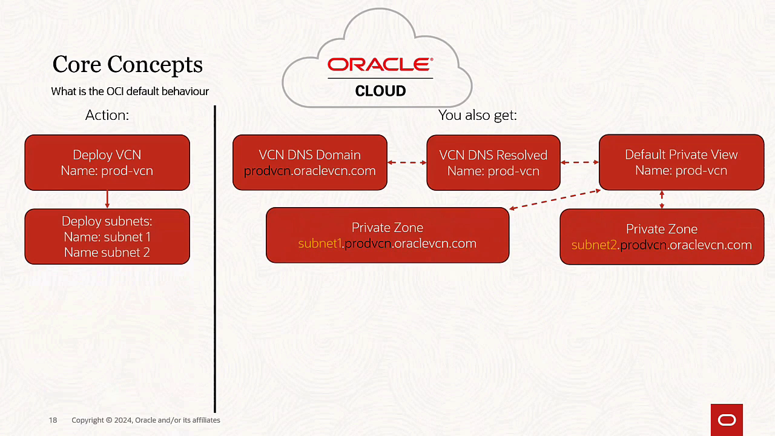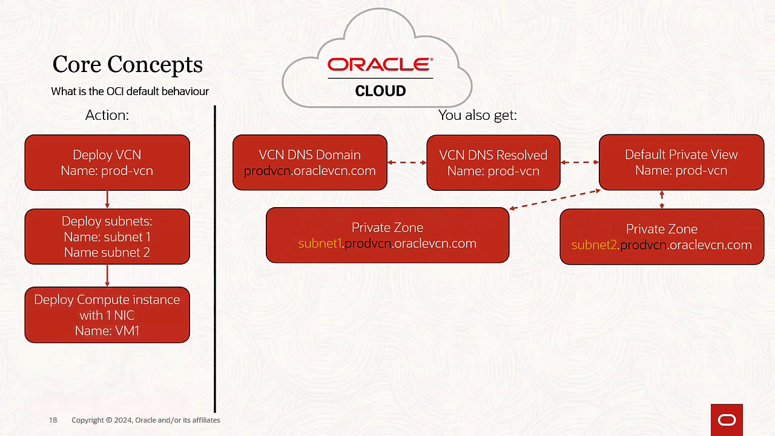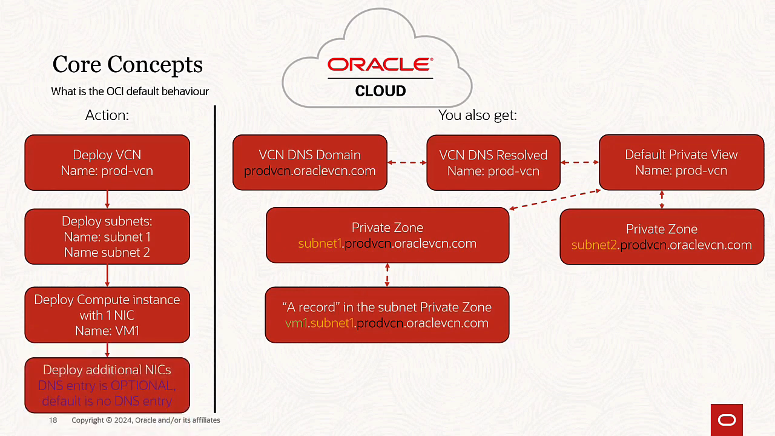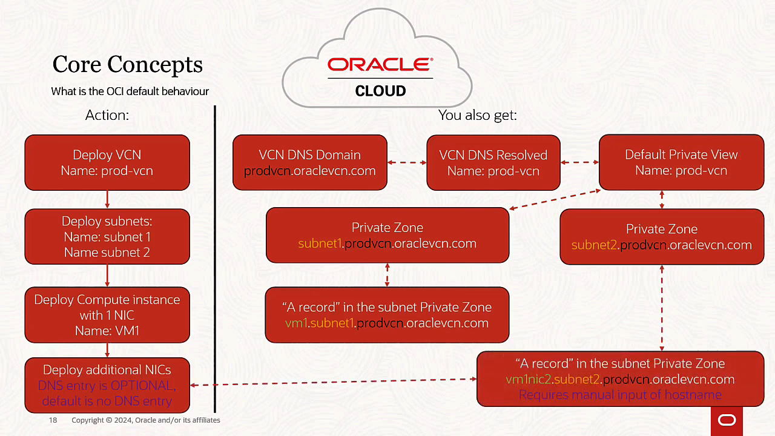Once we have the subnets provisioned, we deploy a compute instance in subnet 1 with the name VM1. At the same time, an A record will be created in the subnet 1 private zone with the allocated IP address of VM1. We decided also to create another NIC of VM1 in subnet 2. We need to manually create an A record for this NIC in the subnet 2 private zone. But as you can understand, the security of the OCI Private DNS can still be used in this case.